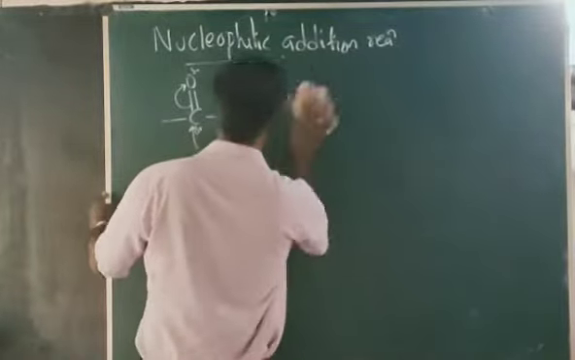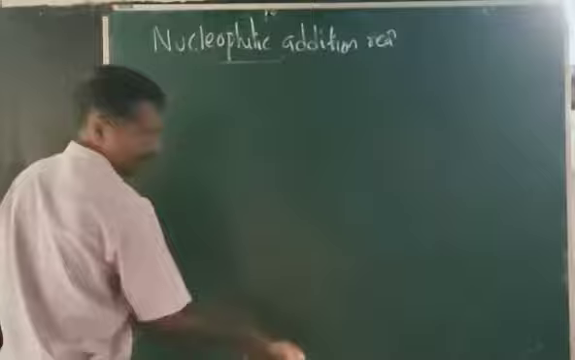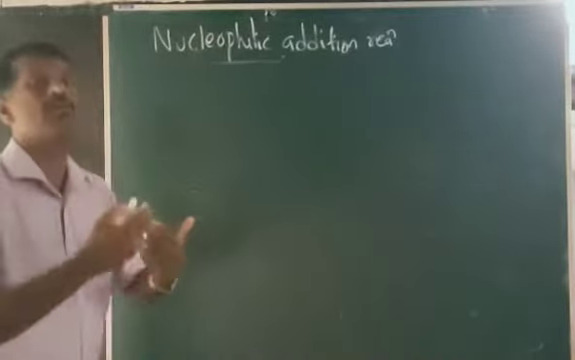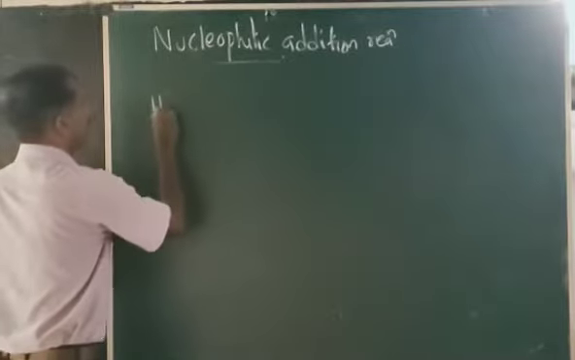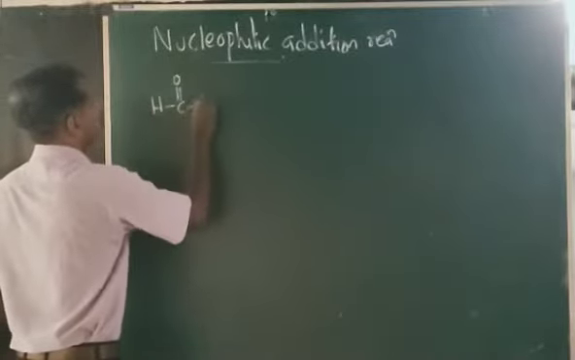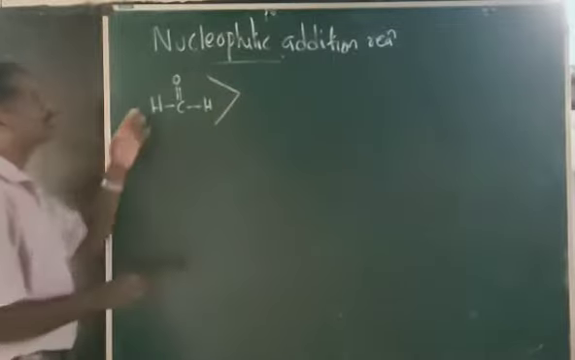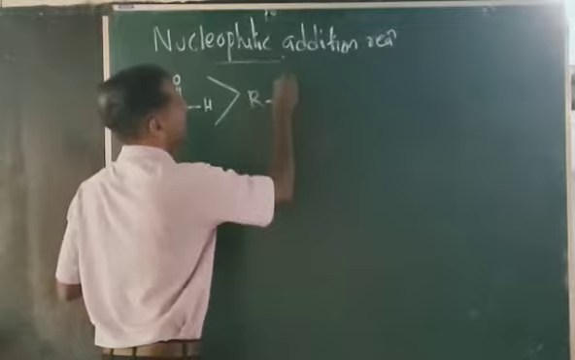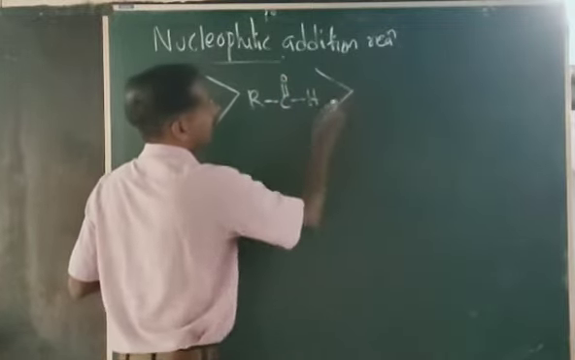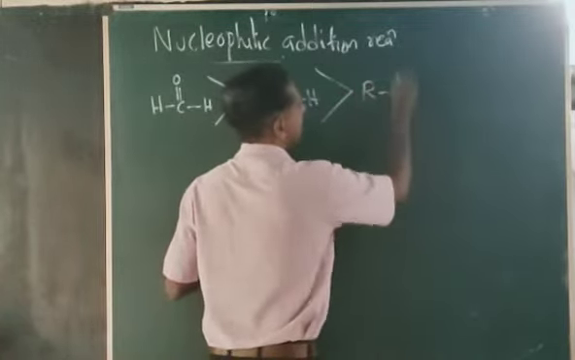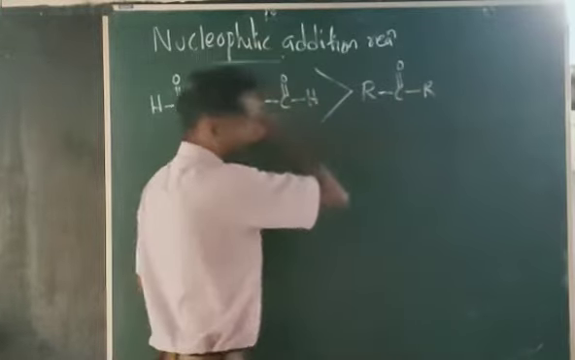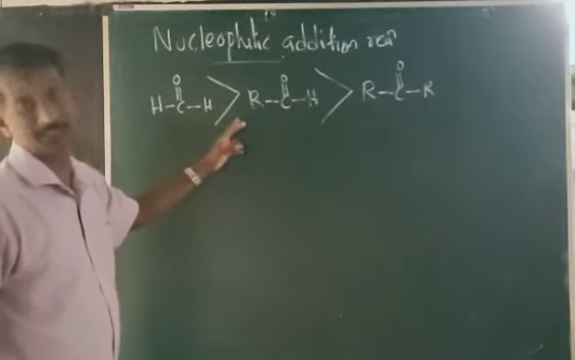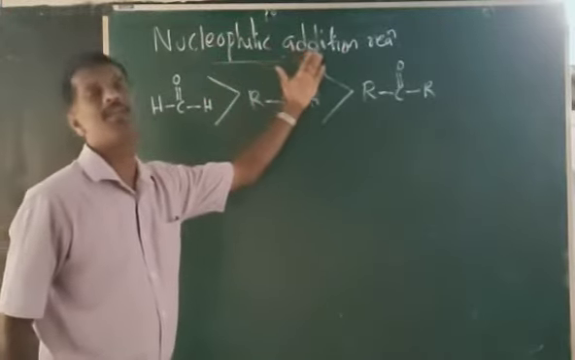And when we discuss the order of reactivity of aldehydes and ketones towards nucleophilic addition reaction, formaldehyde HCHO is most reactive towards nucleophilic addition reaction than other aldehydes RCHO. And RCOR is ketone. Ketone is less reactive than aldehydes towards nucleophilic addition reaction.